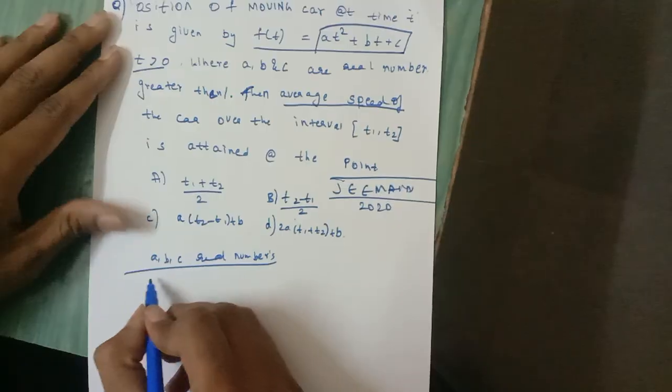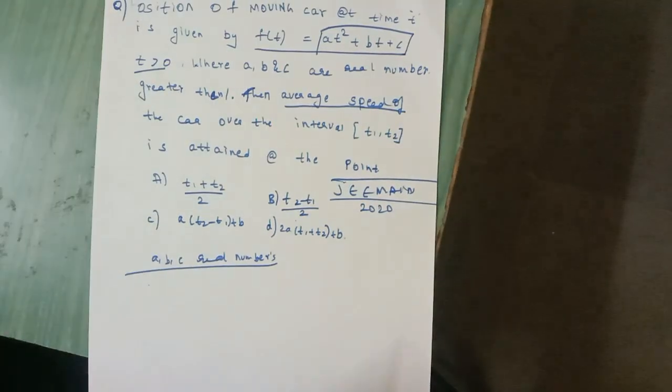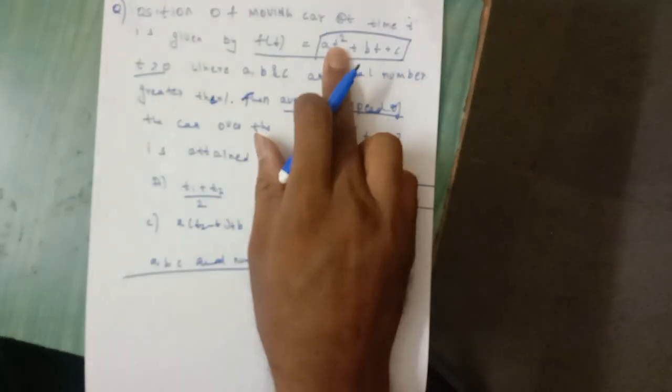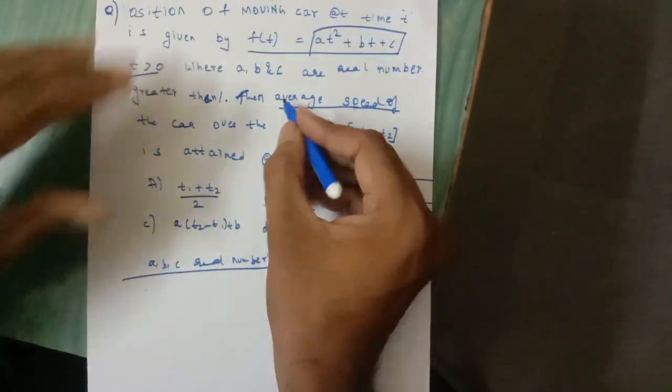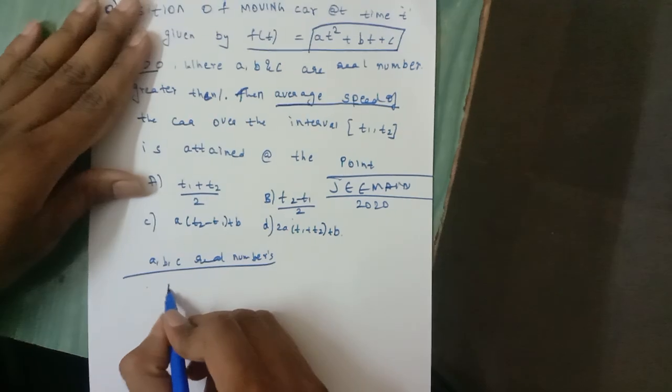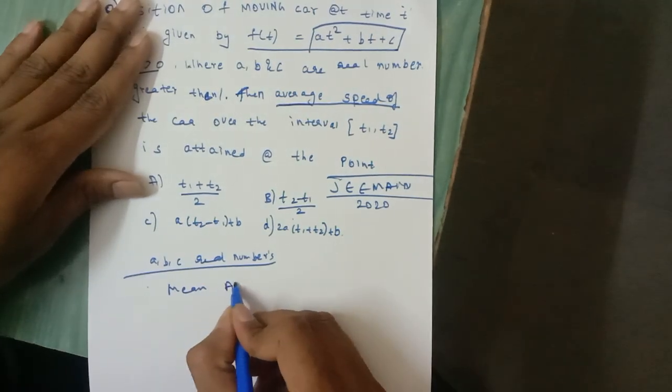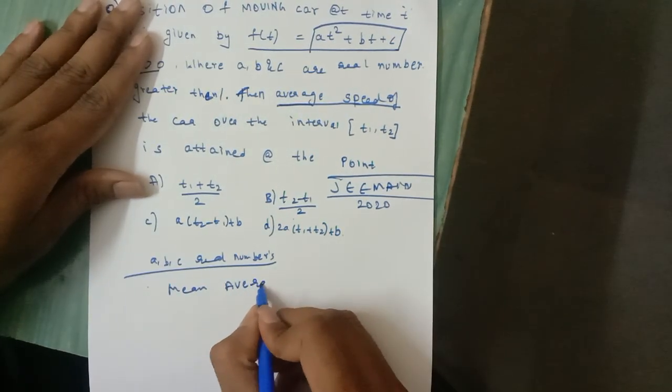polynomial equation. Monomial is different and polynomial is different. So it is a polynomial equation, and then the average speed. The word average speed itself is like mean, average and all. Average and mean are different. Okay, average and mean are different.